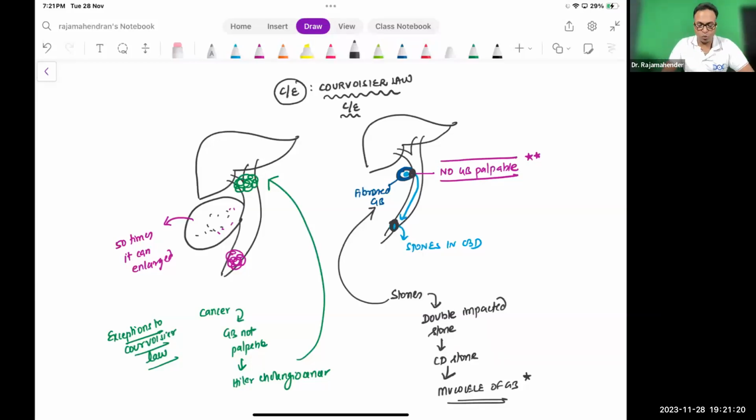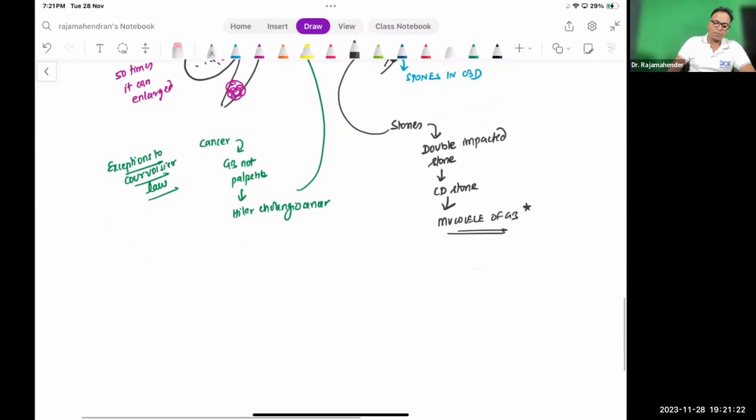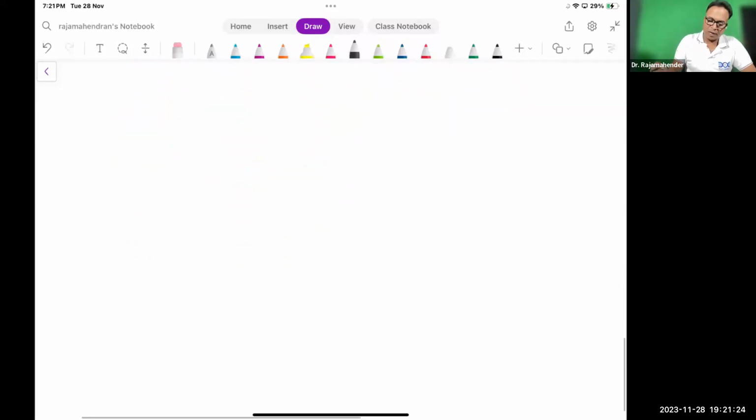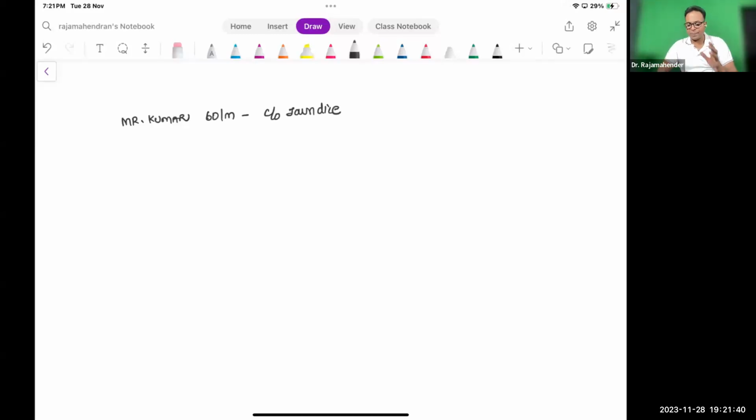Don't get confused with this Courvoisier law. This is a very basic point. Don't forget. Now let us start with the history taking of an obstructive jaundice patient. So a patient, Mr. Kumar, 60 years male, comes to you with the complaints of jaundice. This is the history.